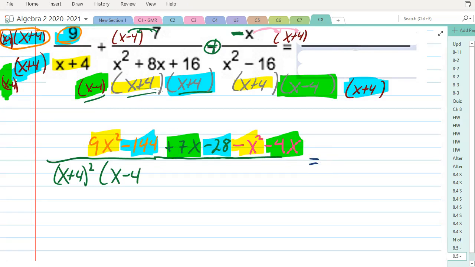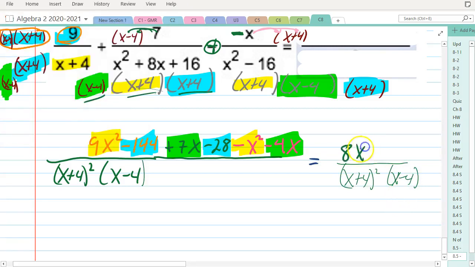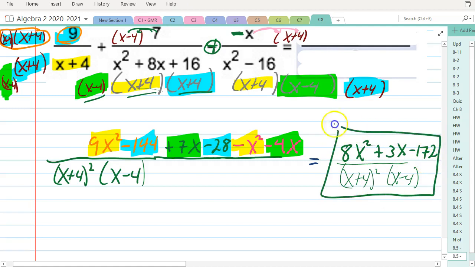Our common denominator did not change. And then in the numerator, we have 8x squared plus 3x minus 172. Now the 8x squared plus 3x minus 172 is not factorable, which means this is our final answer. Our excluded values, or our restrictions, are going to be x cannot equal negative 4, and that would be there twice, or positive 4.